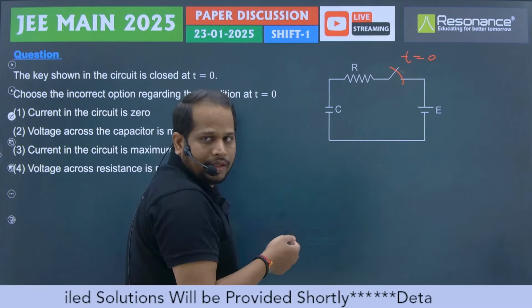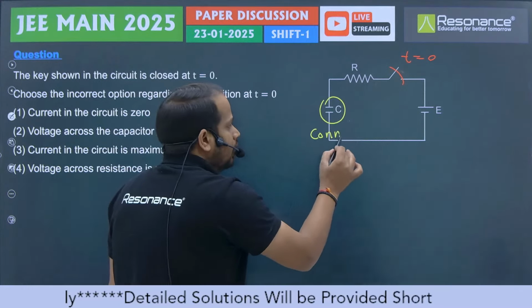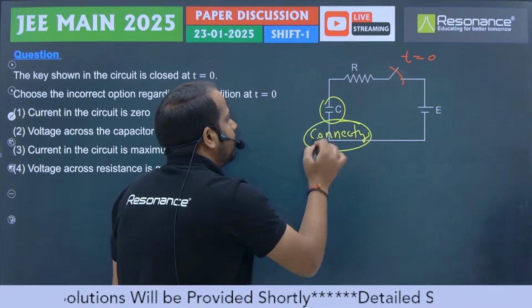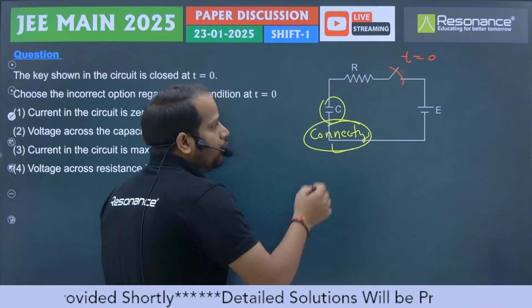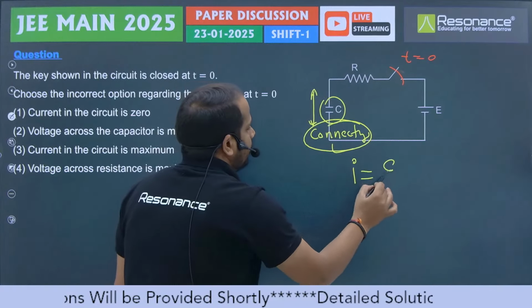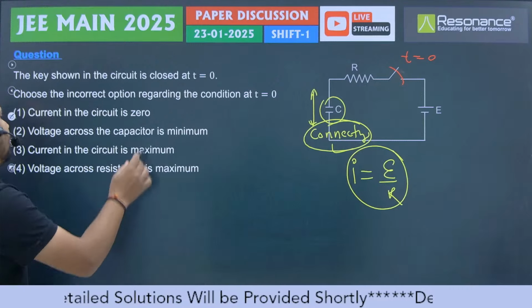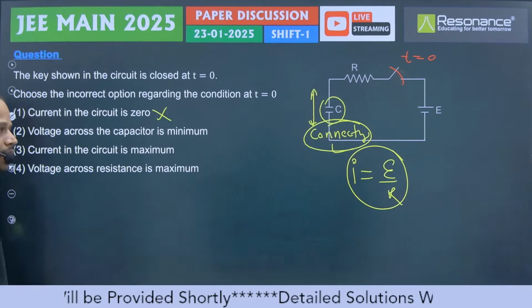No. At t equals to 0, this capacitor will act as a connecting wire, right? If the capacitor acts as a connecting wire, what is the current we have? I is equal to E by R at t equals to 0. So this option is incorrect, and we don't have to check the others, right?